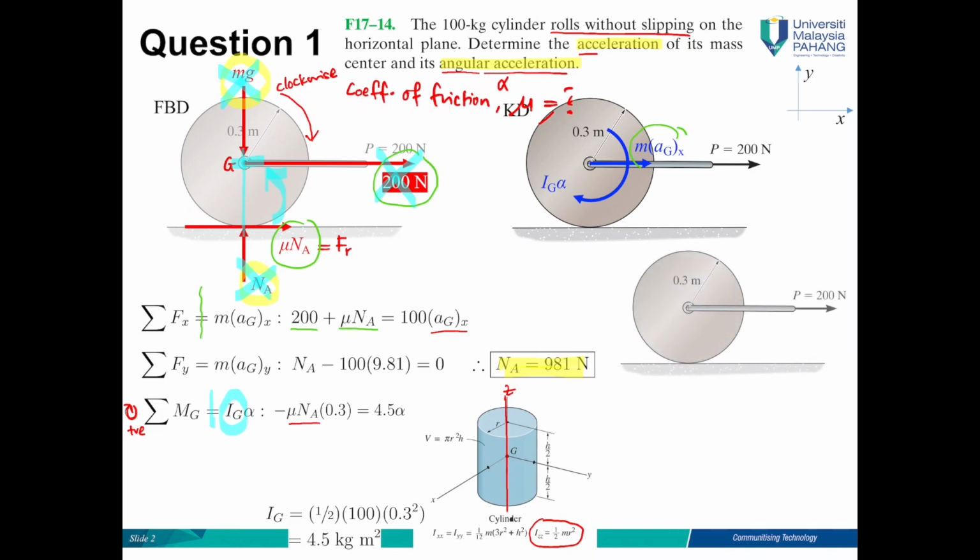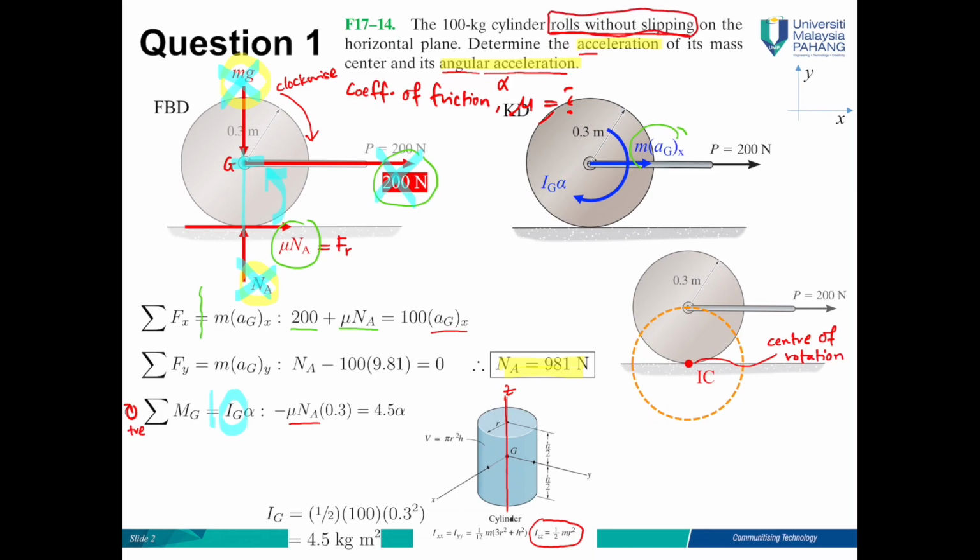So let's look at the question again. It says rolls without slipping. What does it mean? In the kinematics chapter, I think I have explained that if it says rolls without slipping, it means that the contact point between the rigid body and the ground is actually the IC, the instantaneous center of zero velocity. We have discussed this in the kinematics chapter. So what does IC mean? The IC point is basically similar to the center of rotation.